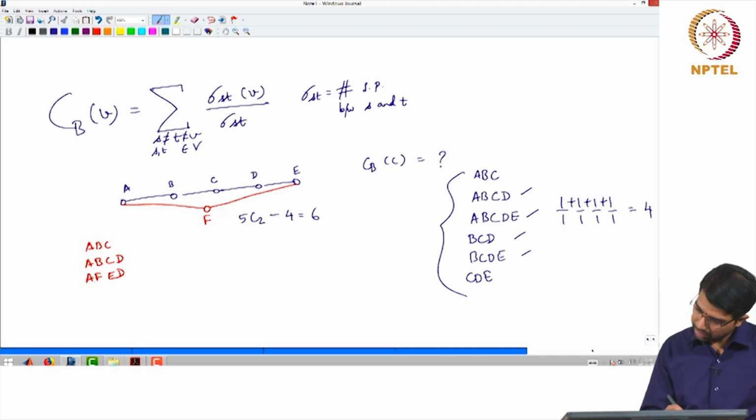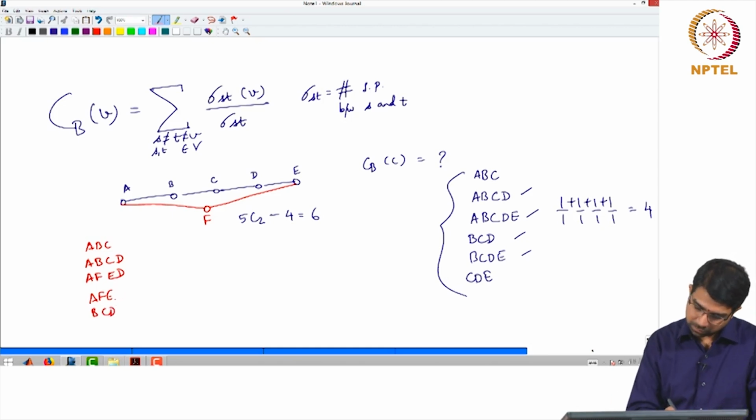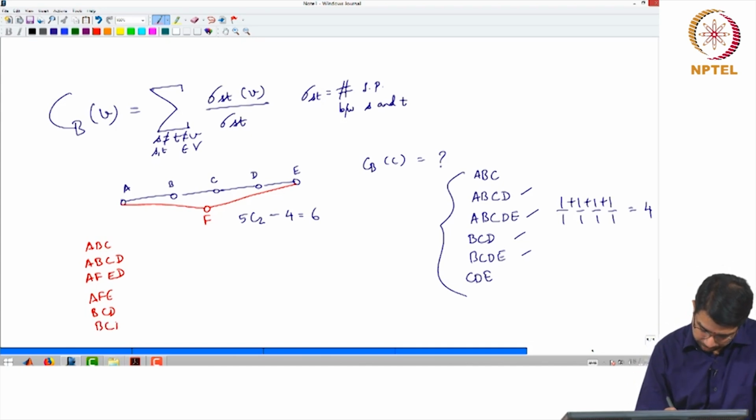So, A, B, C, D, E is no longer a shortest path, it is just A, F, E, and B, C, D is still a shortest path, B, C, D, E is a shortest path, as is B, A, F, E.